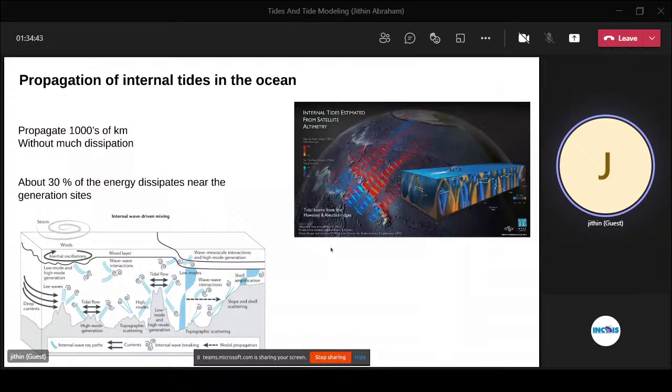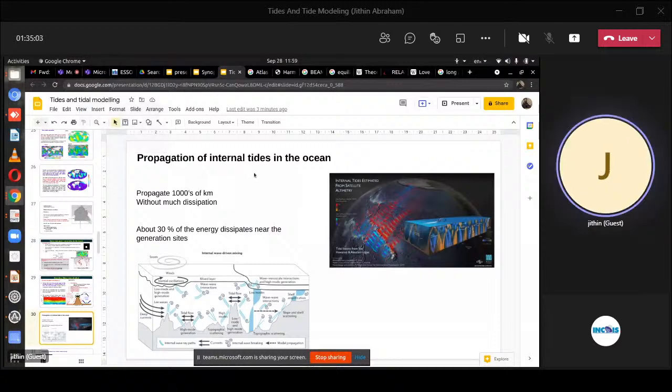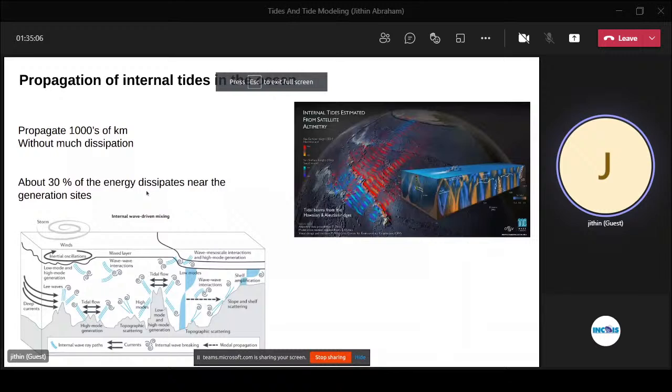Okay, as we discussed, these internal tides can propagate thousands of kilometers all across the ocean. It is estimated that only 30% of the energy is dissipated near the generation sites, and most of the energy propagates away from the generation site and distributes into remote areas.